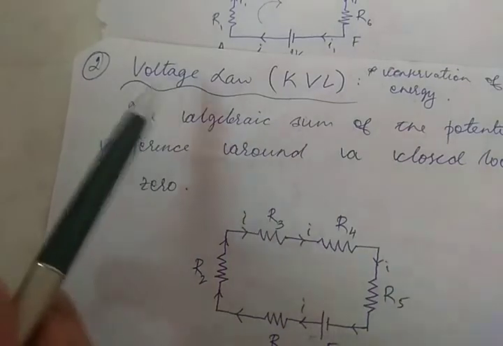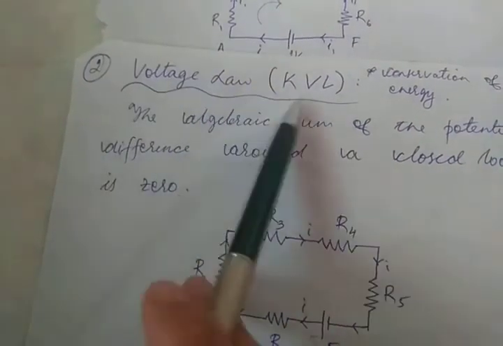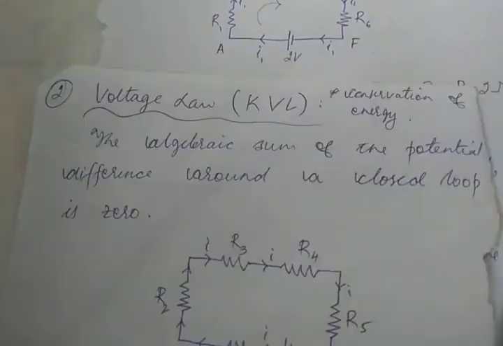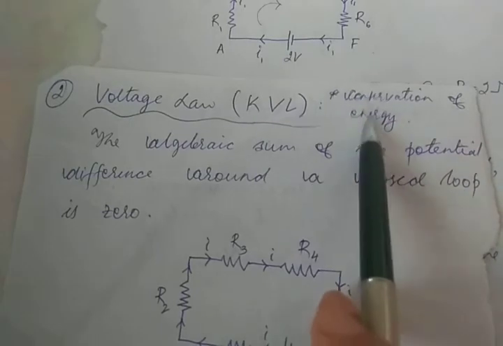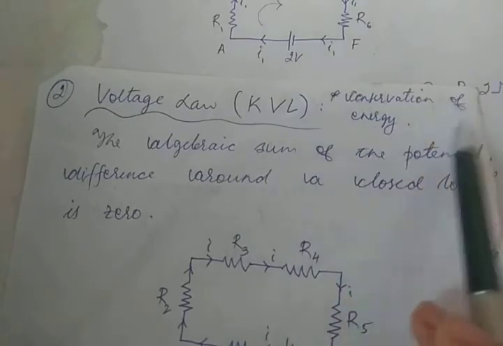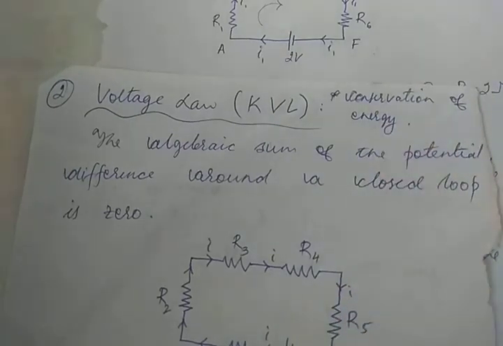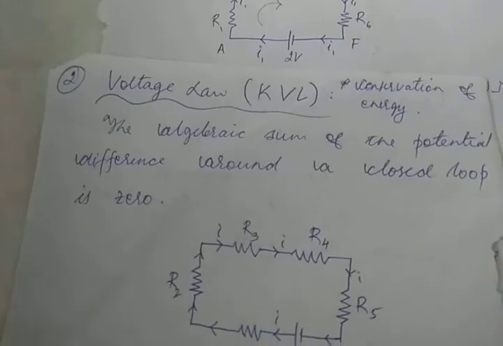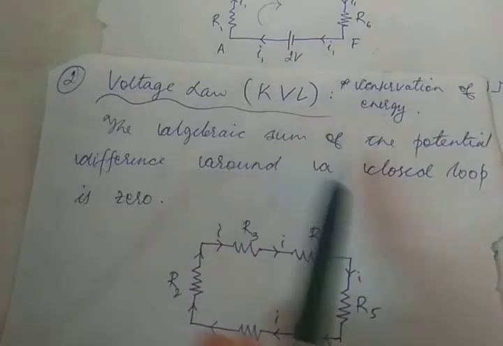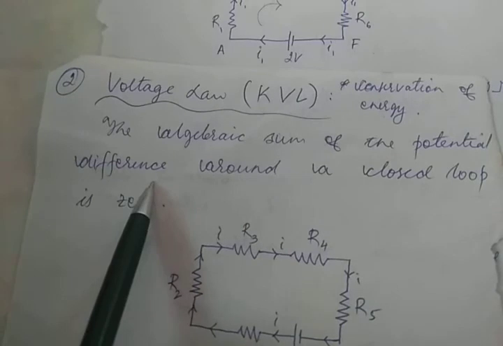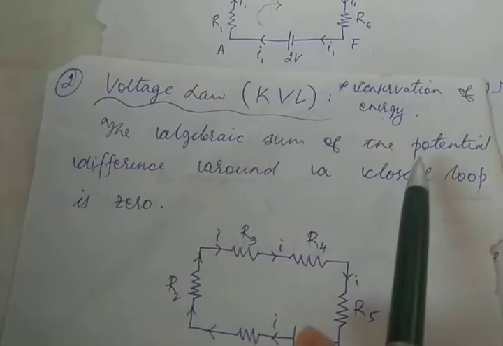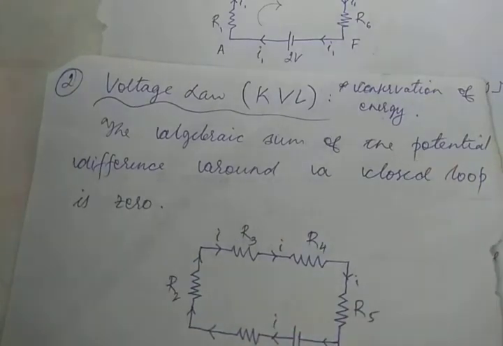All right, so this is Kirchoff's voltage law, also called KVL, and this is another statement, as I've written over here, another statement for conservation of energy. So this is based on the conservation of energy. So it says the algebraic sum of the potential difference. Okay, potential difference. Potential is basically work done, remember. Okay, work done to bring a unit charge from infinity to that particular point.